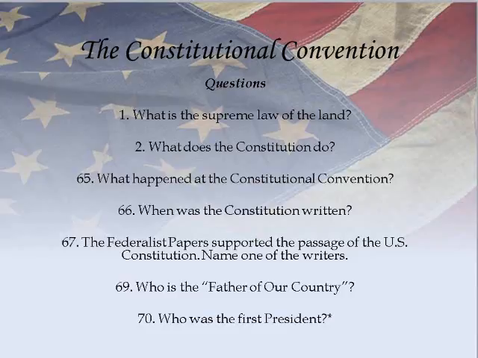This is going to be about the Constitutional Convention. We're going to answer questions. What is the supreme law of the land? What does the Constitution do? What happened at the Constitutional Convention? When was the Constitution written? The Federalist Papers supported the passage of the U.S. Constitution. Name one of the writers. Who is the father of our country? And who was the first president?